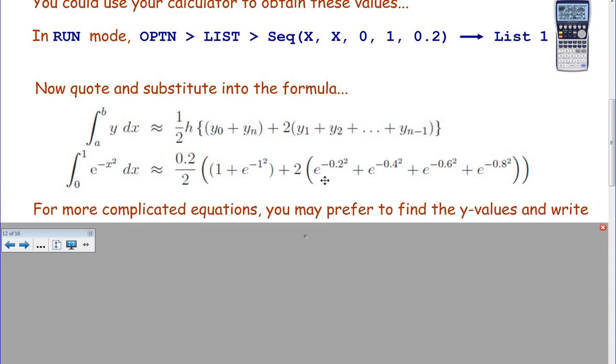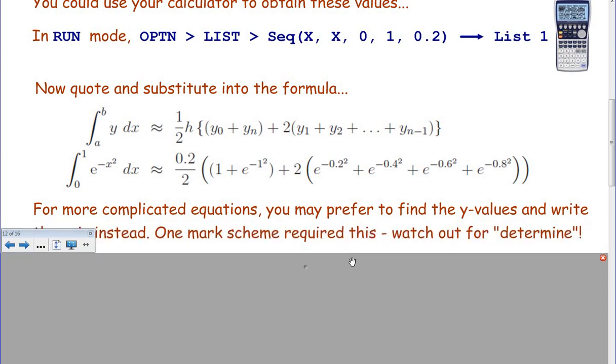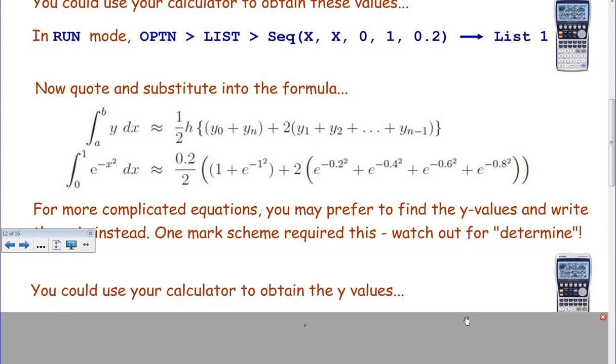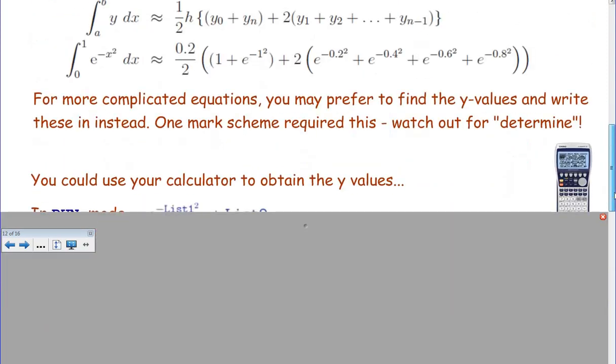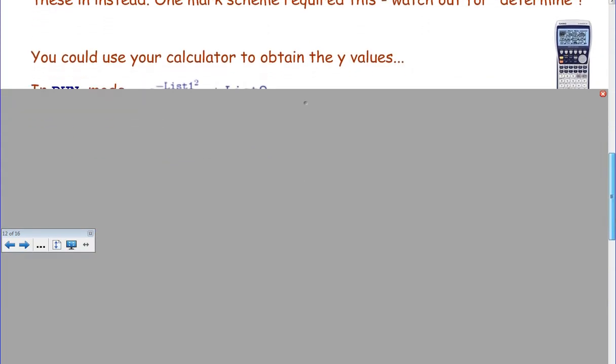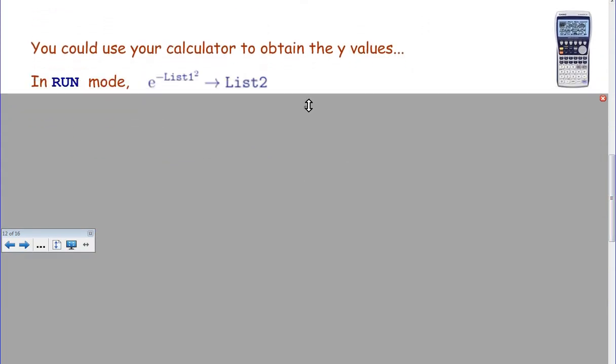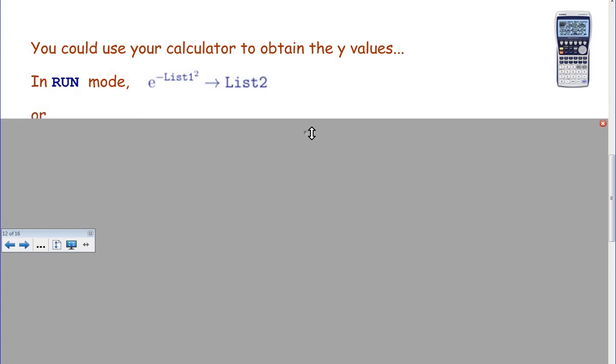If it's a bit of a palaver to write down e to the minus something, you could instead work out your y values first and just jot those down instead. You'll have to do that if the question requires more detail. You have to show your y values. You can get your y values on your calculator. If you worked out your sequence already for your x values and stored them in list 1, you can simply calculate with that. So e to the minus list 1 squared gives us list 2.